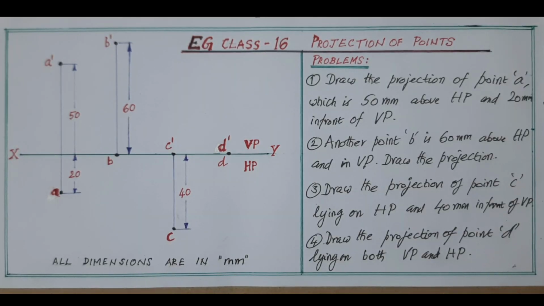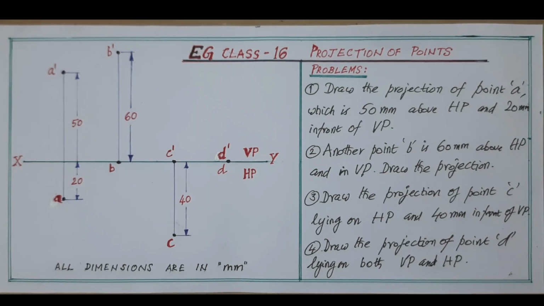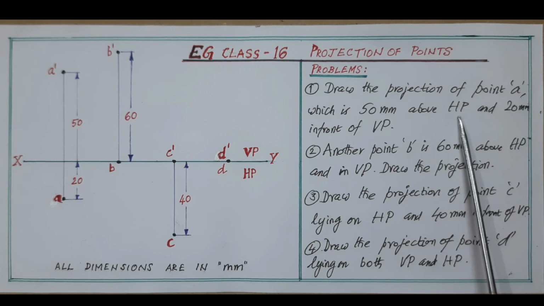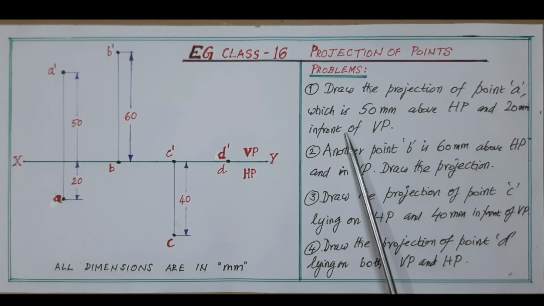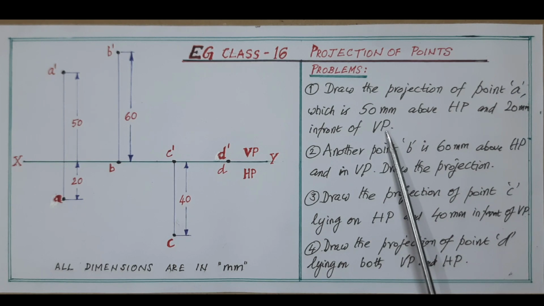In this video class, we see about the projection of point for their location in the first quadrant. First, we see about the problems that is given. Problem number 1. Draw the projection of point A, which is 50 millimeter above HP and 20 millimeter in front of VP.